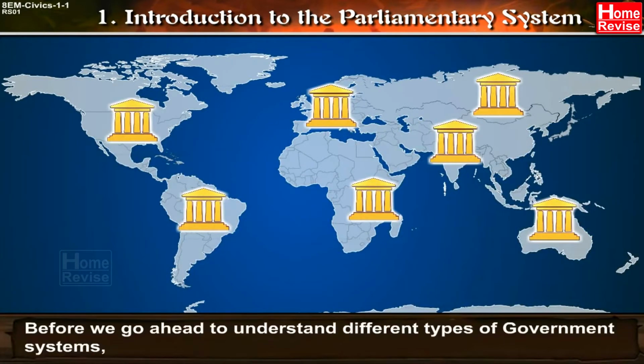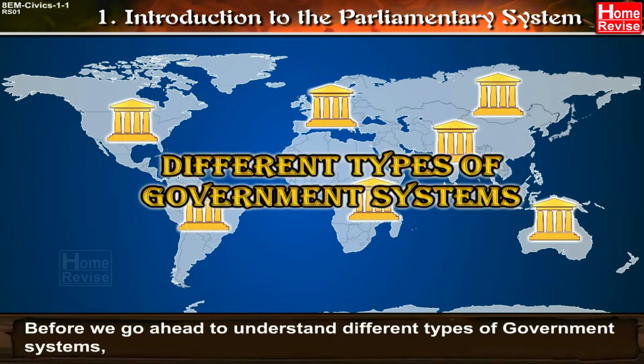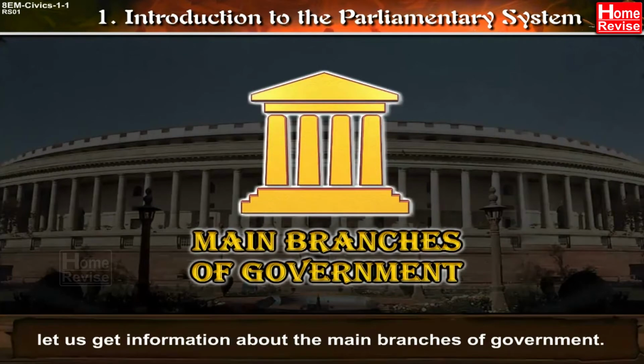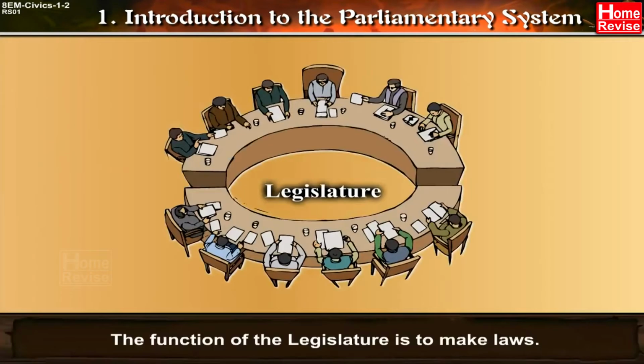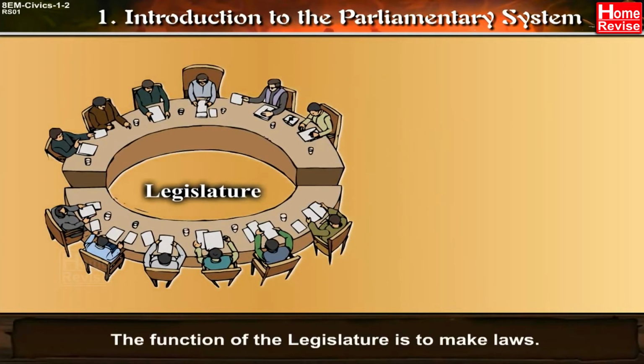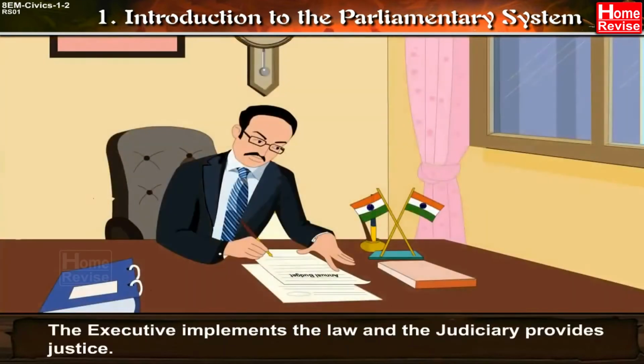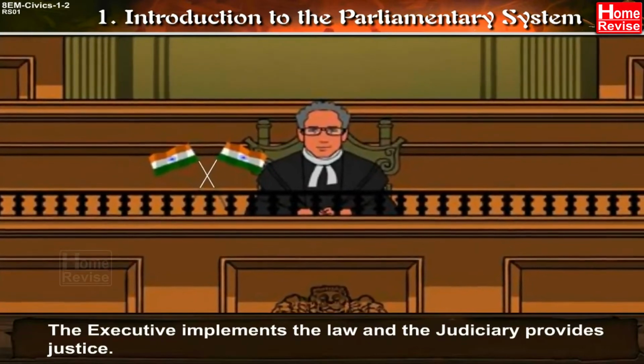Isn't it so? Before we go ahead to understand different types of government systems, let us get information about the main branches of government. The function of the legislature is to make laws. Legislature means the body assembly. The executive implements the law and the judiciary provides justice.